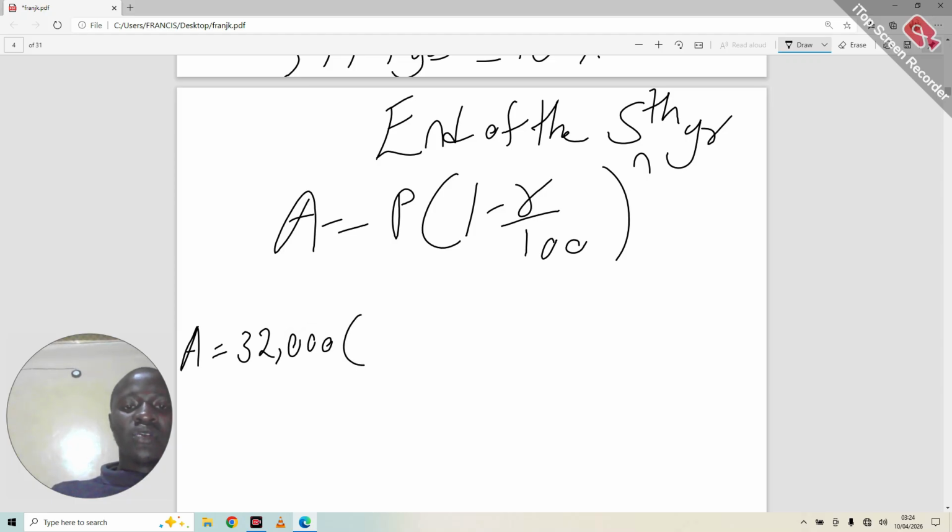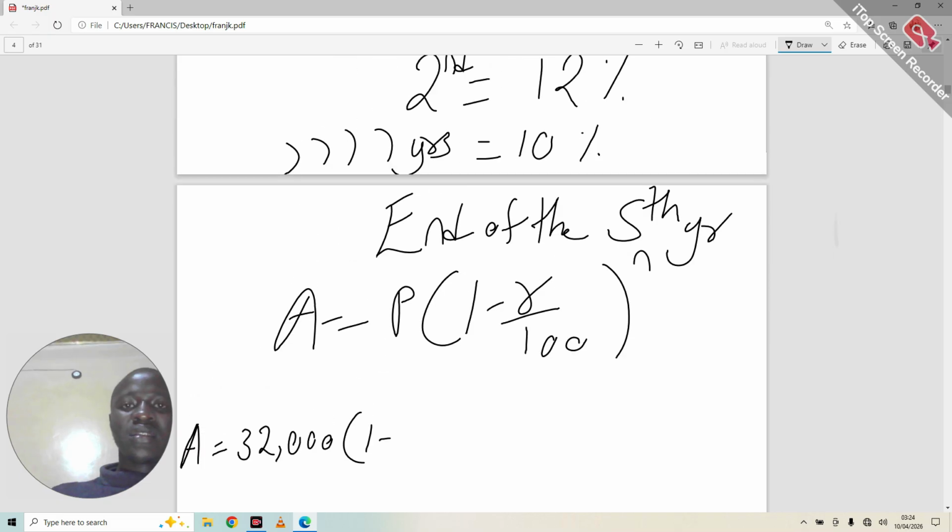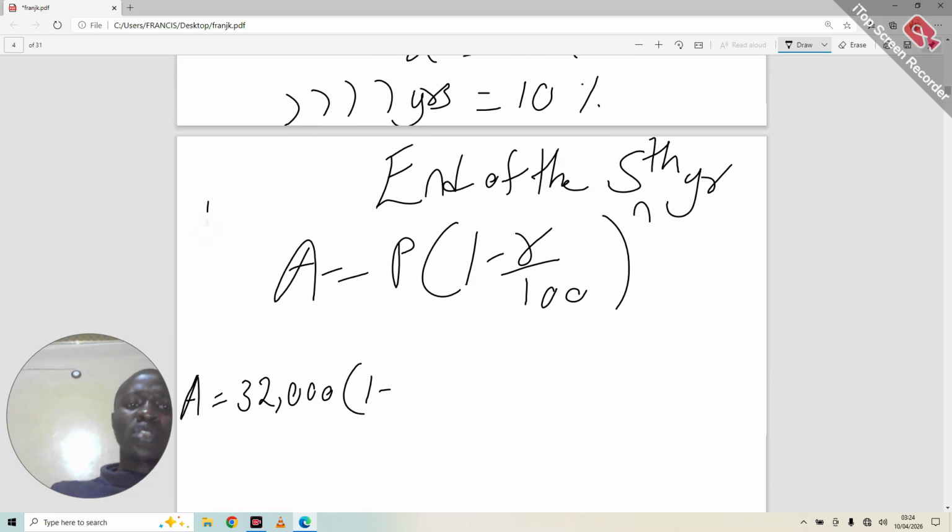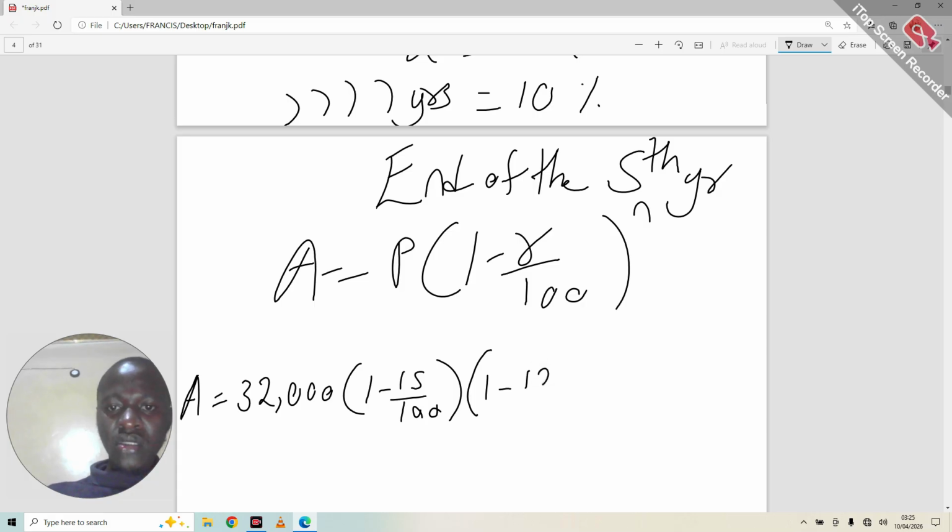32,000 into 1 minus. Now remember, there's something I told you about R1, R2, R3. So this is where we shall apply that formula. In the first year, it depreciated by 15%. So that is 15 all over 100. Coming to the second year, it depreciated by 12%. So that is 12 all over 100.